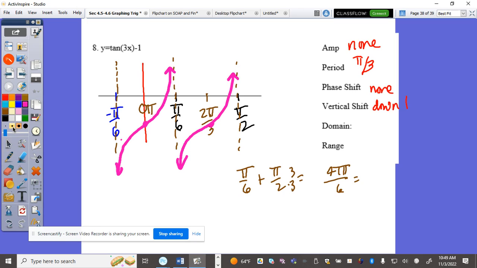And of course, the domain here is all real numbers except x cannot be equal to pi over 6 plus the period, which is pi over 3 times n. The range here is all real numbers because it keeps going up and further down there. Okay. All right. There you go.